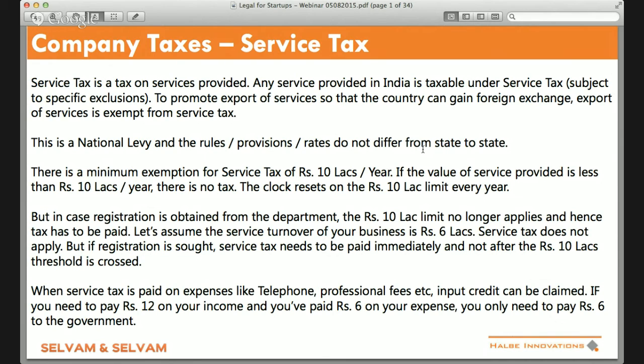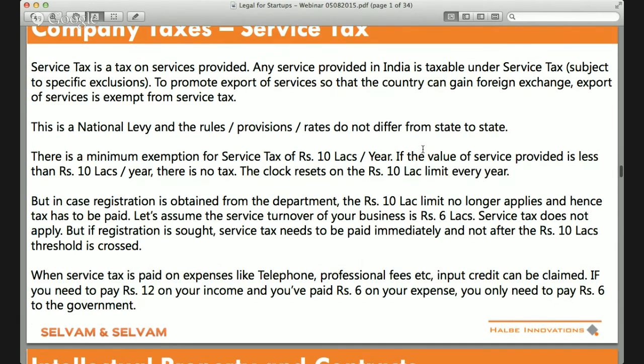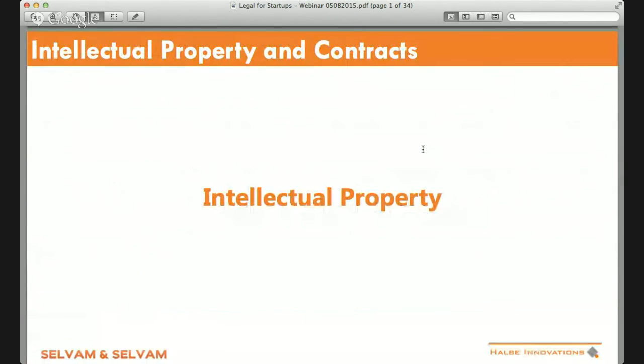But yeah, as Jaydeep was saying, he's covered in brief the incorporation aspects as well as tax. And what I will be dealing with today is two specific aspects, one of which is intellectual property, and the other is generally about contracts and agreements.